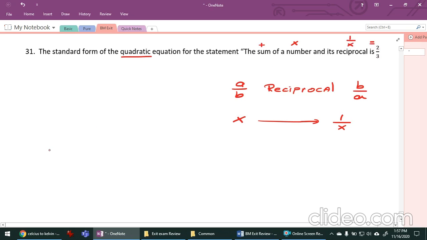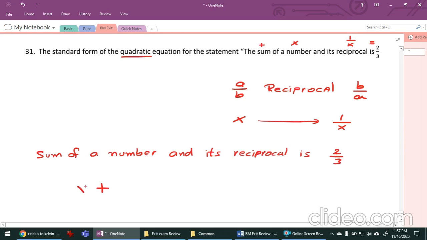So I will write sum of a number and its reciprocal is 2 by 3. Okay, sum of, I am putting a plus, a number, we don't know the number, so the number is x, and its reciprocal. Reciprocal, what is reciprocal? 1 by x. Is means equal to, is what? 2 by 3. See, our equation is ready.